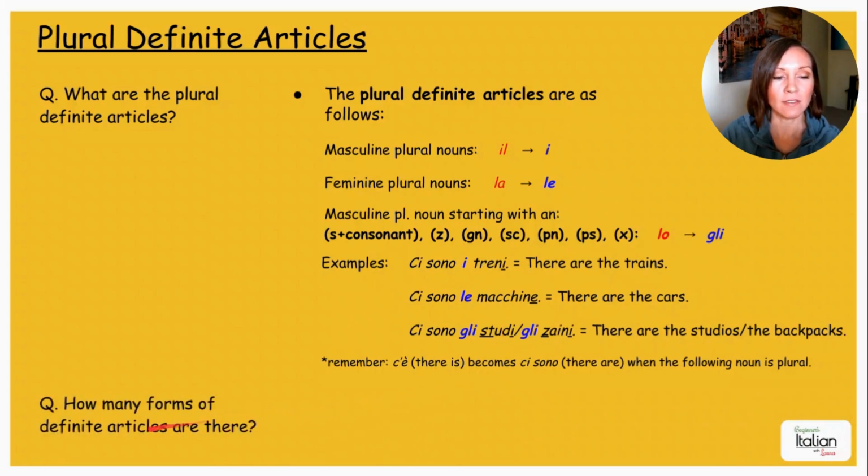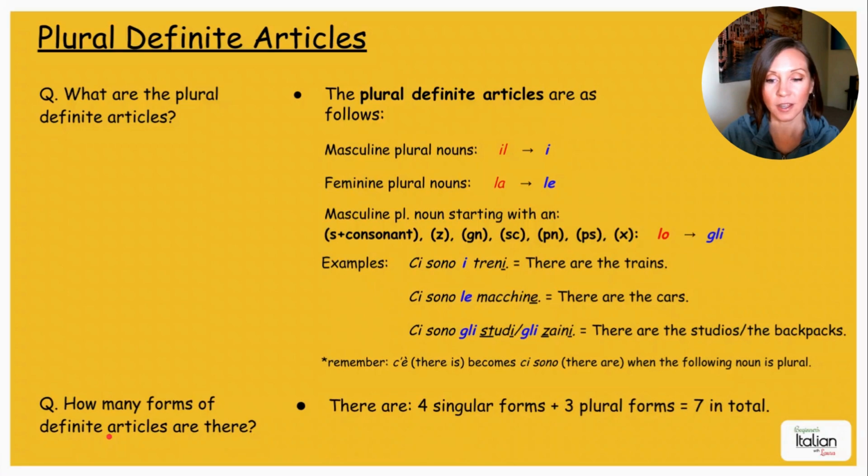How many forms of definite articles are there? There are 4 singular forms and 3 plural forms, which make up 7 in total.